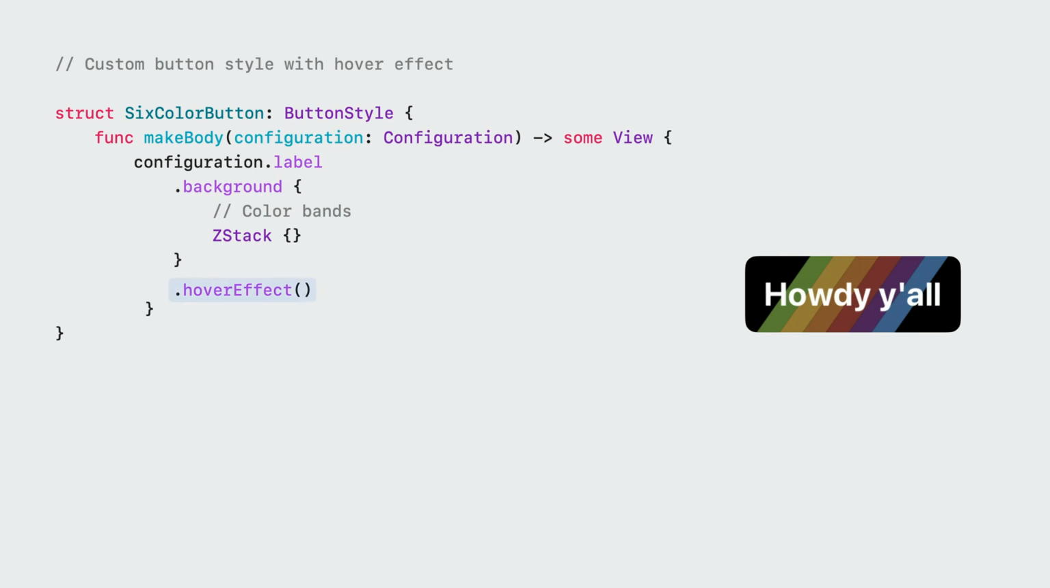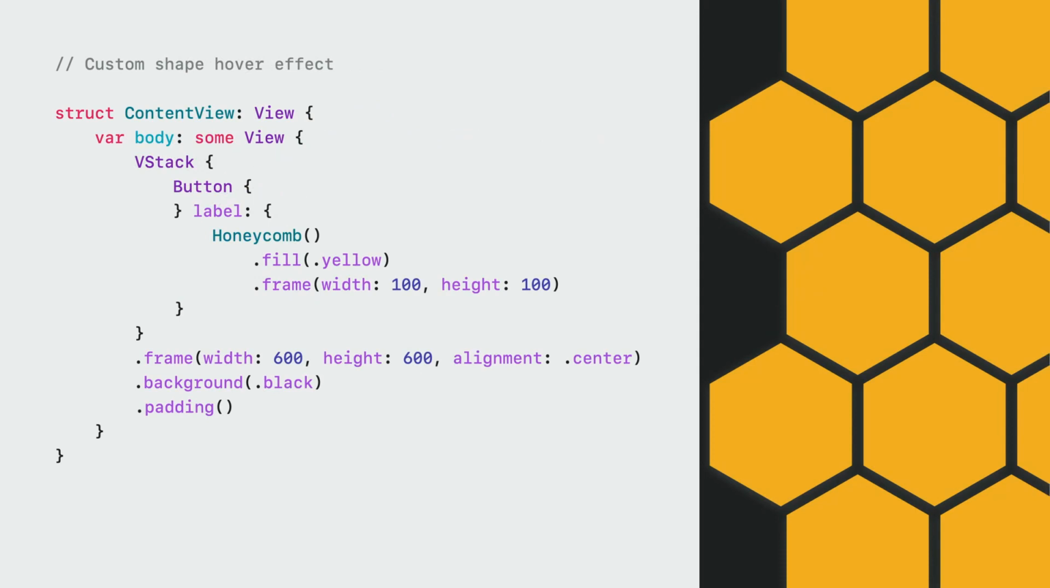Looking at the custom button style, here we need to add the hover effect modifier to add hover effects to the button with custom styling. Many apps have fun and custom interfaces. In this example of a beekeeping app, buttons are honeycombs, where each honeycomb cell is its own tap target.